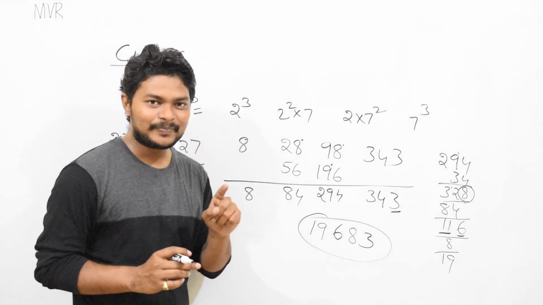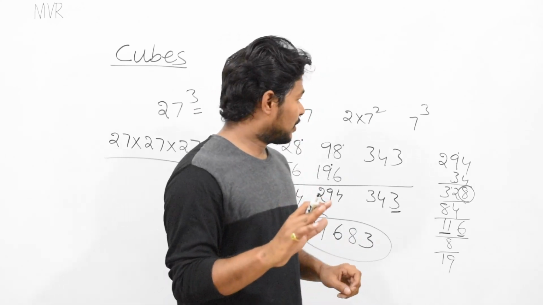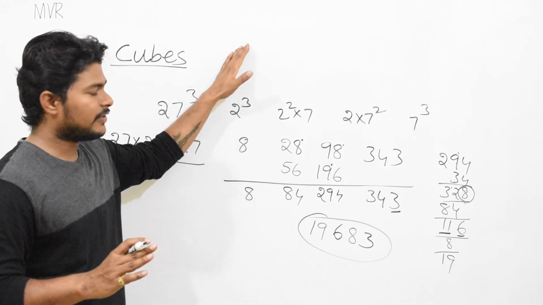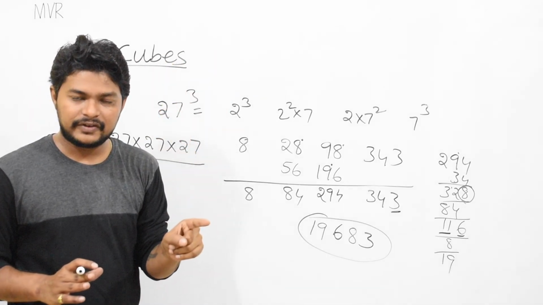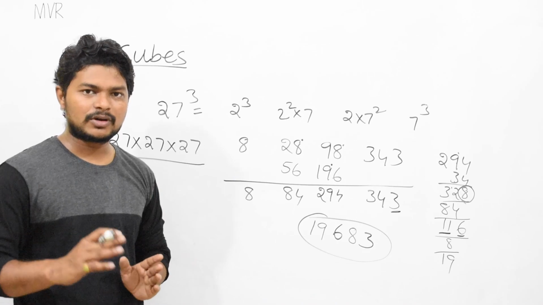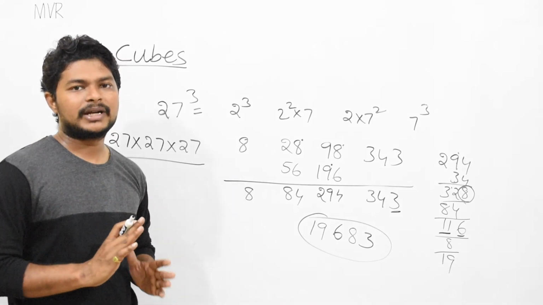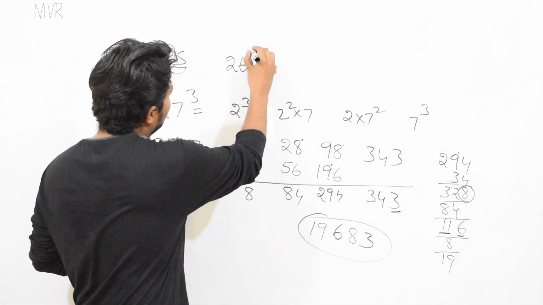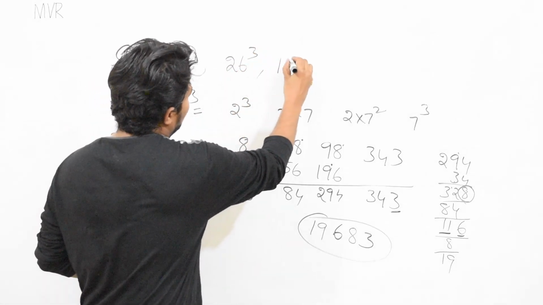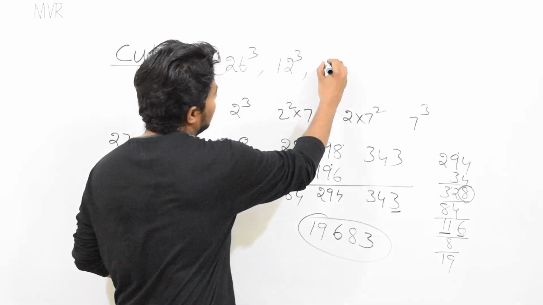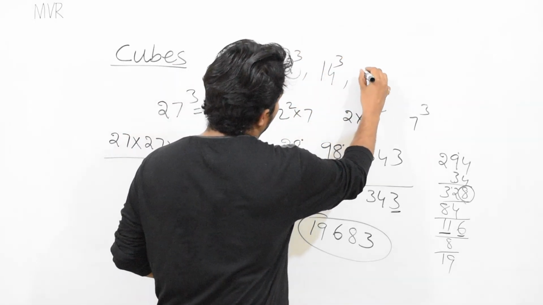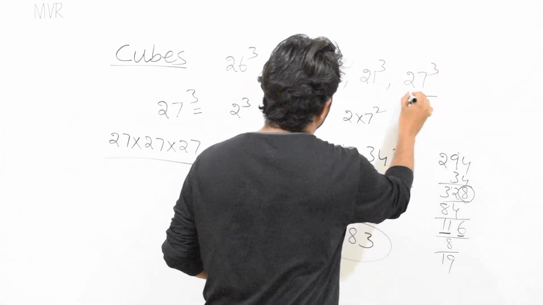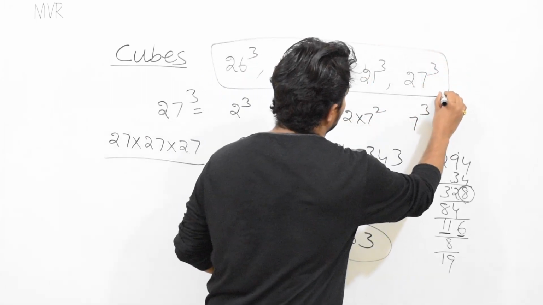Okay. Hope you liked this video. But the only thing is, you need to practice. I am giving some homework for you. You please finish that homework in the Vedic mathematics book, and you need to comment those answers in the comment section. I will check and verify. You need to get the cube of 26, 12 cube, 14 cube, 21 cube, 27 cube. Just try all these cubes.